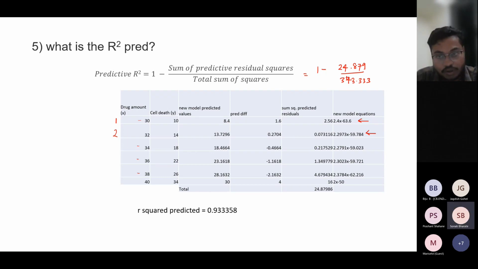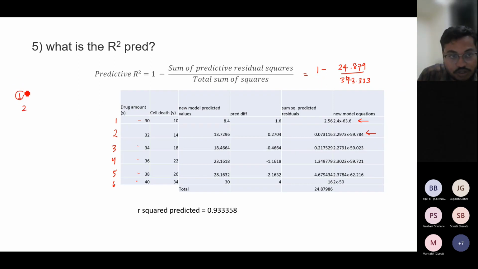Okay, the last column is calculated new model equations. So when we had all of these values, we have these six values, 1, 2, 3, 4, 5, 6. So first, to do the linear regression, we fit the model to all six values, right? Then we got a slope and intercept. That was 2.28 and the intercept was minus 59. Right?